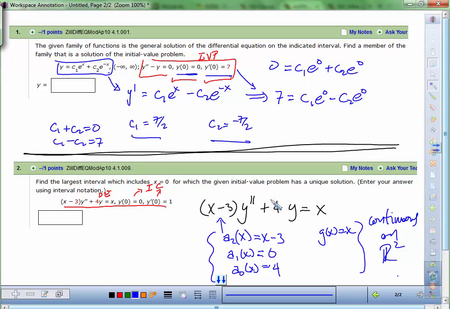Well, y prime isn't here, and so we kind of have to assume that there's a 0 times y prime, and so the thing that's being multiplied with y prime is 0, and that's how this came up to be 0. So it looks like from the first condition that we could potentially have minus infinity to infinity as our interval. But it's not, because what's the second condition?